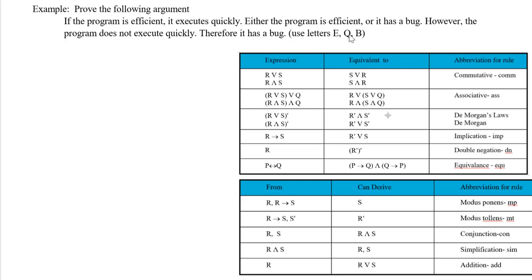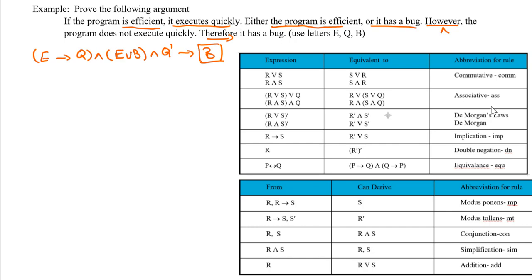So here is what I'm going to do. The program is efficient, so meaning E implies it executes quickly, which is Q. And either the program is efficient or it has a bug. So we have E or B. And however, which is another and, however is and, but however, all of these are and. The program does not execute quickly, so not Q. And therefore, and this is my conclusion, it has a bug. Conclusion, it has a bug. So based on these 3 hypotheses, I want to get to B.